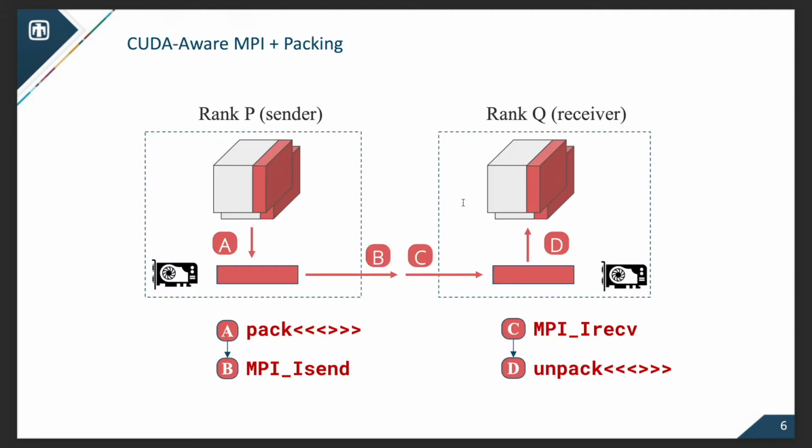And so the traditional way to handle this with a CUDA-aware MPI implementation is you have a packing step. On the sending side, the first thing you do is you take your non-contiguous data and you pack it into a contiguous buffer before you send it to the receiver, who then has to unpack it. And we'll write these packing or unpacking kernels in CUDA, say, by hand.